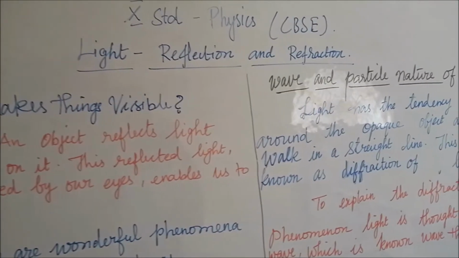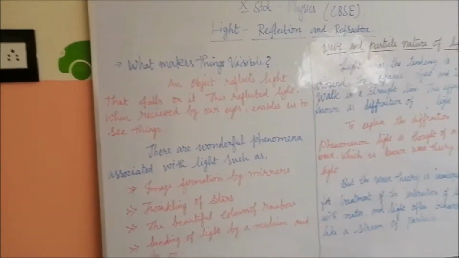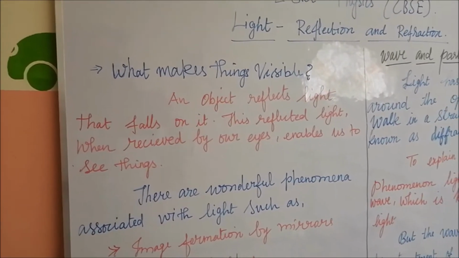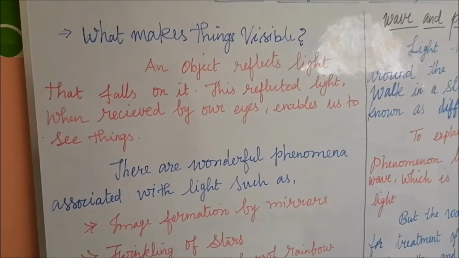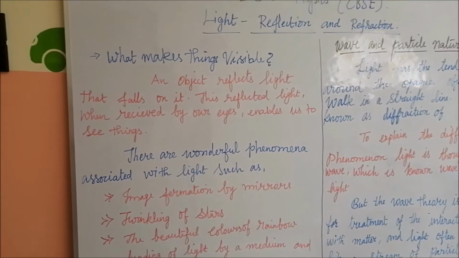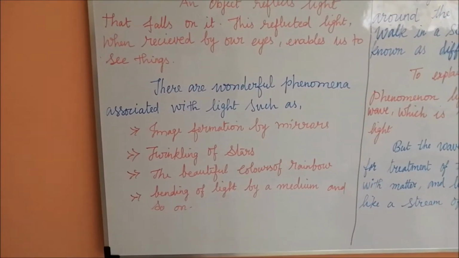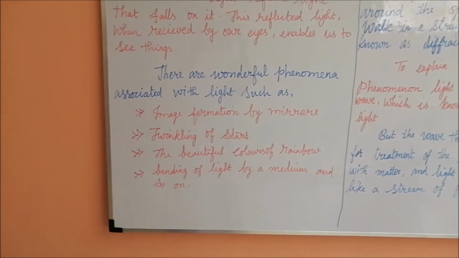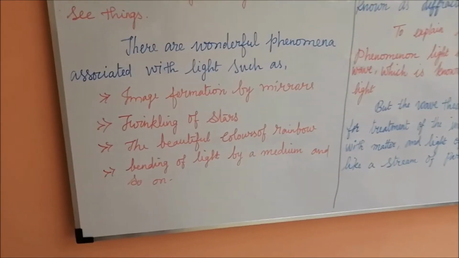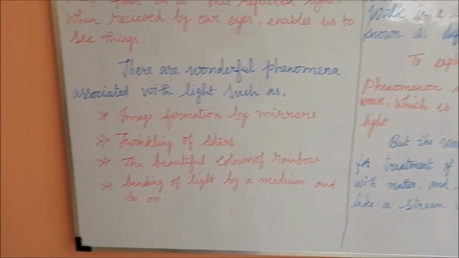Light, reflection and refraction. Students, do you know what makes things visible? An object reflects light that falls on it. This reflected light, when received by our eyes, enables us to see things. There are wonderful phenomena associated with light, such as image formation by mirrors, twinkling of stars, the beautiful colors of rainbow, bending of light by a medium, and so on.